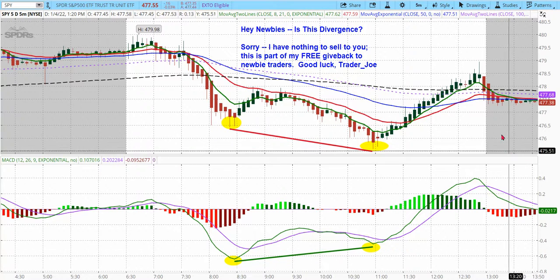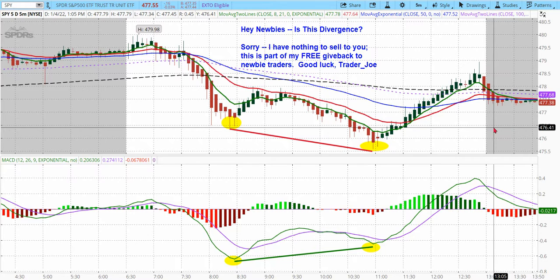Now that you have an idea of what divergence is, I encourage you to maybe go to Investopedia or wherever you like, or just Google divergence indicator or MACD divergence, and you'll find a wealth of information.